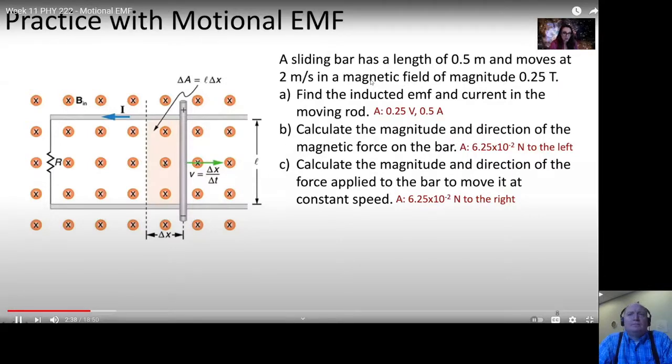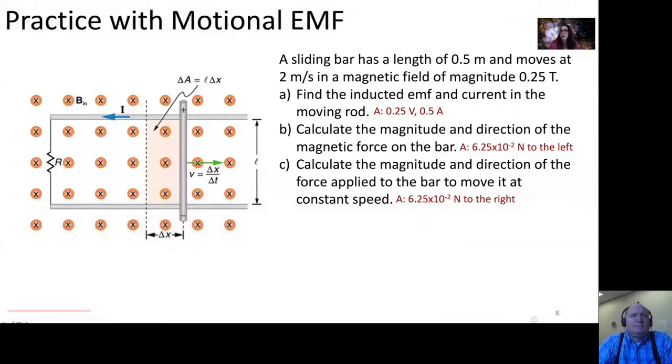Here, this magnetic field is into the board with a magnitude of 0.25 Tesla. We're going to find the induced EMF and current in the moving rod. Calculate the magnitude and direction of the magnetic force on this bar.